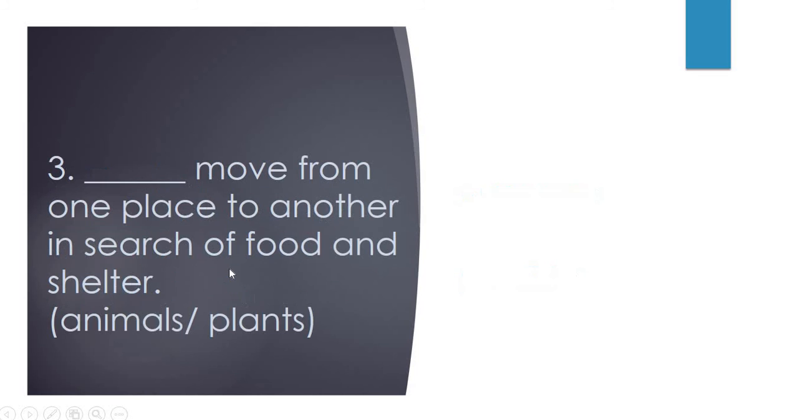Okay, moving on to next one, number 3. Dash move from one place to another in search of food and shelter. Options are animals or plants. So dash move from place to place in the search of food and shelter. Please write down the answers. At least try to write the correct answers because only 2 options are there. So it's very easy for you to choose the correct one.